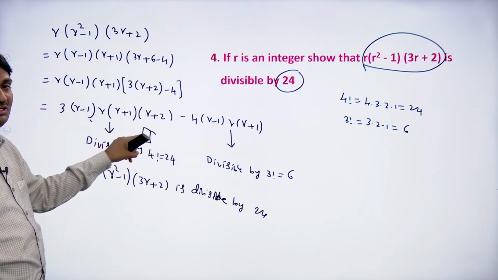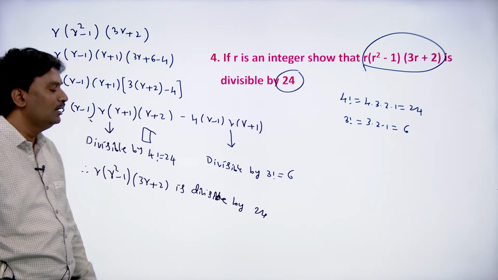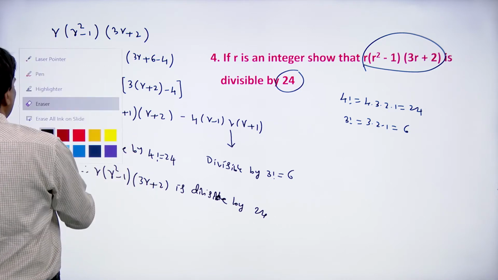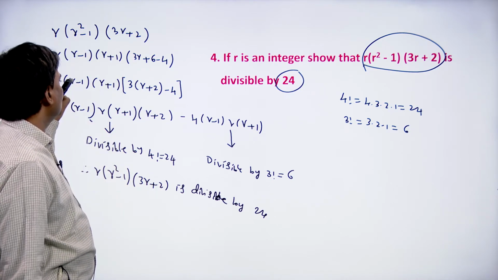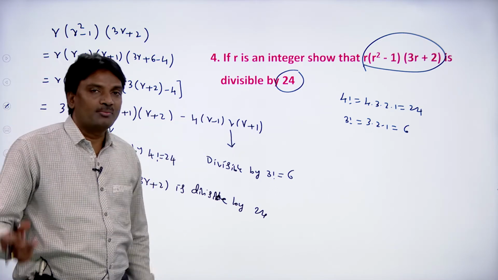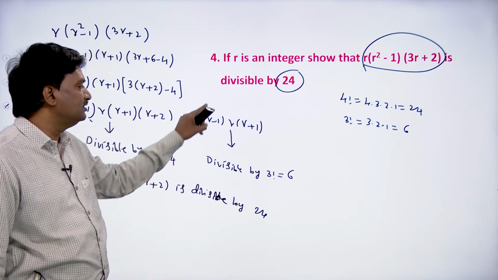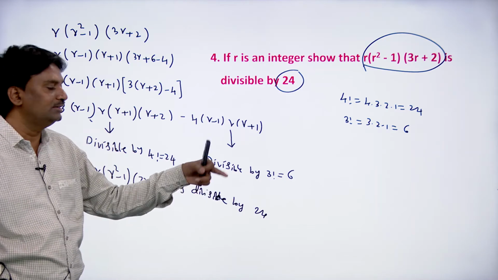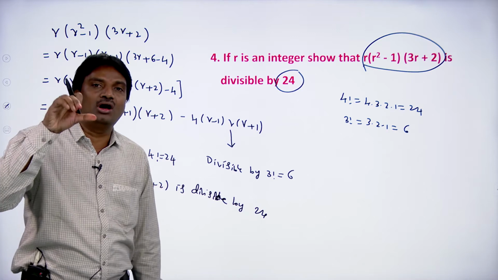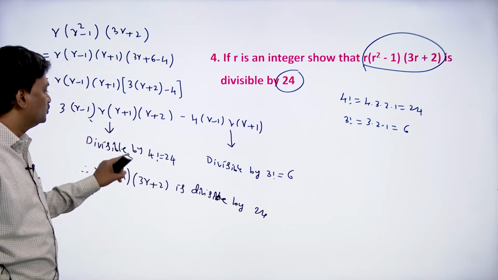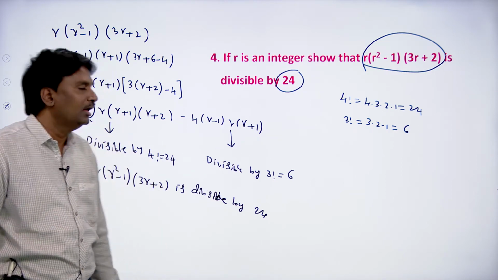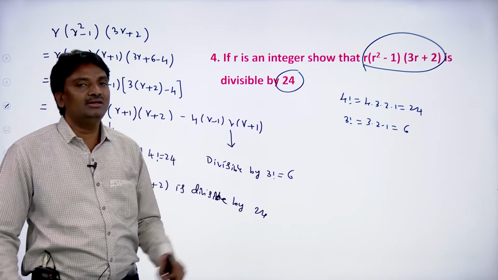Product of 4 consecutive integers is always divisible by 4 factorial. So 4 factorial is nothing but 24. So next, minus 4 into r minus 1 into r plus 1. This is the product of 3 consecutive natural numbers. The product of 3 consecutive natural numbers is always divisible by 3 factorial, that is 6. So this is 24 and this is 6. We know the LCM of 24 comma 6 is 24. So that's why this expression is divisible by 24.